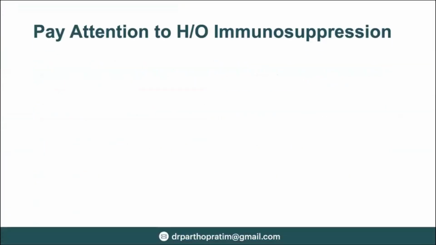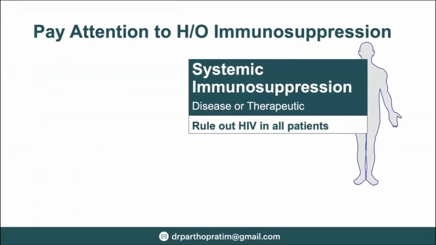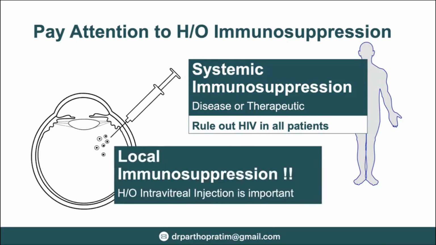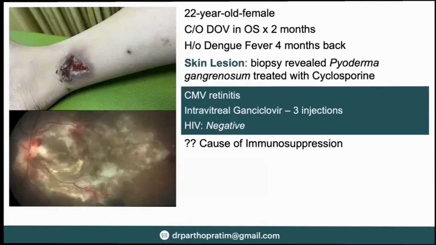Now, always pay attention to the history of immunosuppression. When I say that, we always think about systemic immunosuppression. Yes, it is very important. You have to rule out HIV in all patients. Find out whether any therapeutic immunosuppression is happening or the patient is under any immunosuppressive. You have to understand that. Another important point we always miss is local immunosuppression. So history of intravitreal injection is very important in such conditions, and you have to take the history of that.